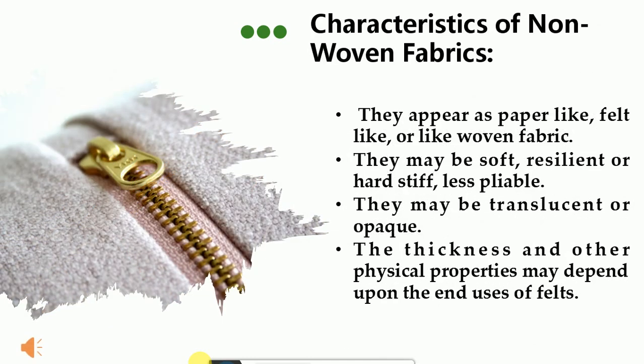They appear as paper-like, felt-like, or like woven fabric. They may be soft, resilient or hard, stiff, less pliable. They may be translucent or opaque. The thickness and other physical properties may depend upon the end uses of felts.